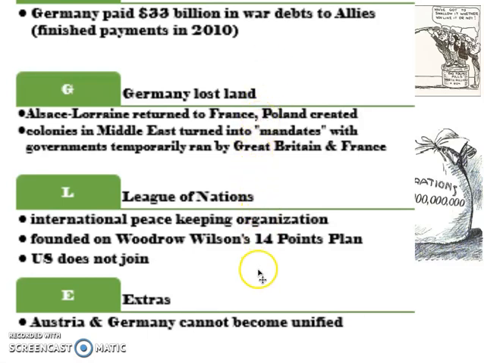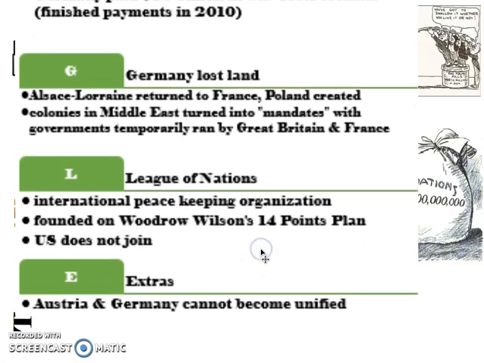Another thing it does is it creates the League of Nations. So the League of Nations is an international organization that is designed to keep peace and prevent future war. Woodrow Wilson proposed it in something called the 14 Points Plan. He came up with a list of 14 things that he wanted accomplished in order to create a lasting peace, and the League of Nations is one of them.